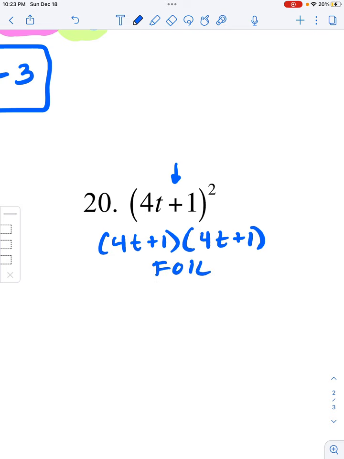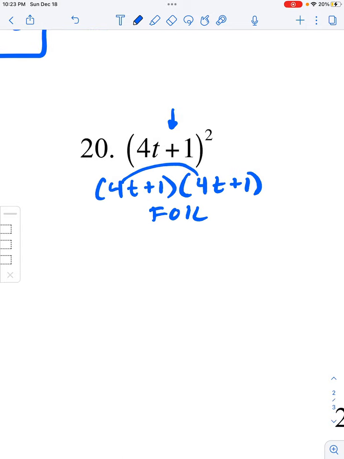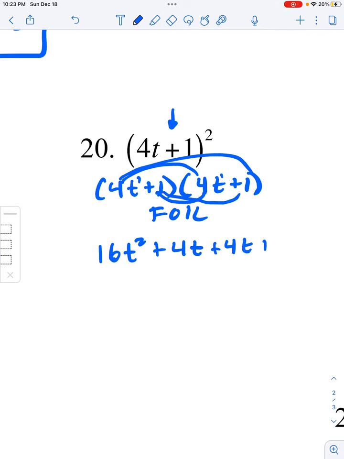And if some of you can't keep track of FOIL, you can do a chart. Whatever makes the most sense to you. So this turns into 16t to the second because I have a t to the first and another t to the first. Then I have a 4t, then this inside becomes another 4t, and these become a plus 1. So these will typically combine. So I get 16t to the second plus 8t plus 1.